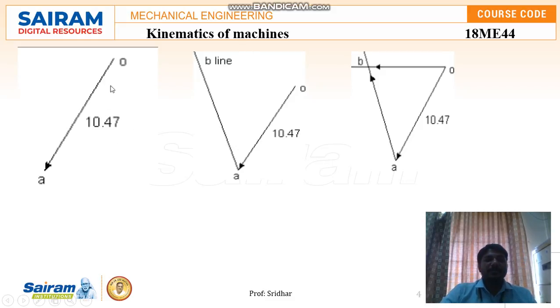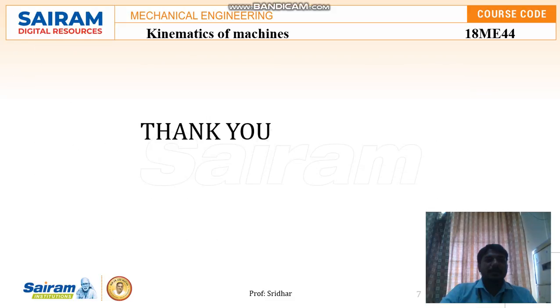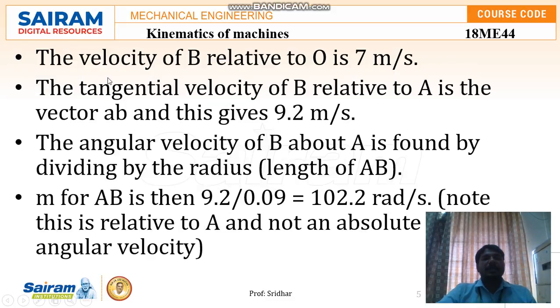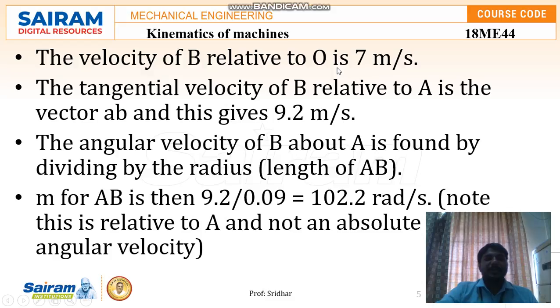We have drawn a line from O to A. Now we have formed a triangle AOB, where you can see O to A, again from A to B, again from O to B. So now the relative velocity of B to O is 7 meters per second. When you want to measure the distance, it is 7 meters per second.